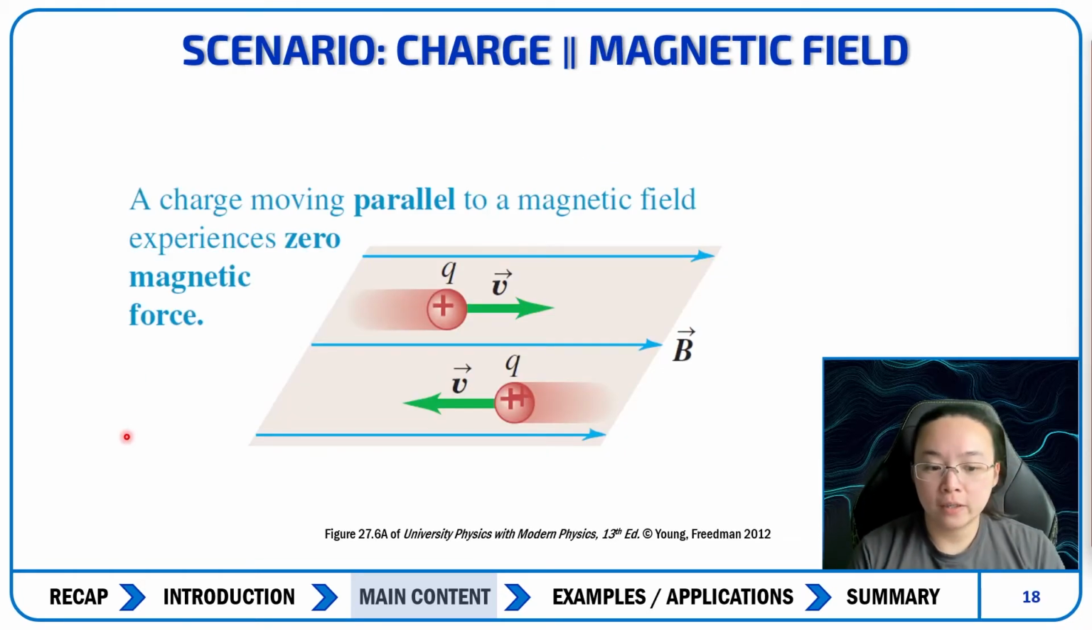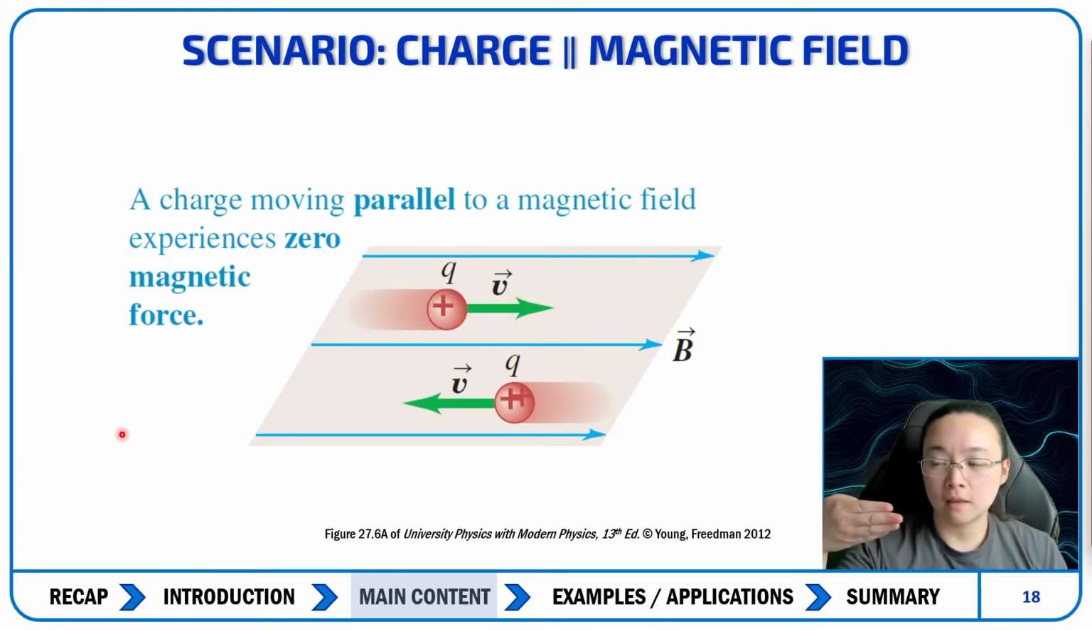We're going to take a look at a few scenarios just so that we can familiarize ourselves with what's happening. Let's start with what happens when the charge is parallel to the magnetic field. If the charge is moving parallel to the magnetic field and V is the direction of my fingers, I can't curl my fingers towards B. It's simply going to be in the same direction, and I don't know where my thumb's going to go. It's going to have a zero magnetic force.